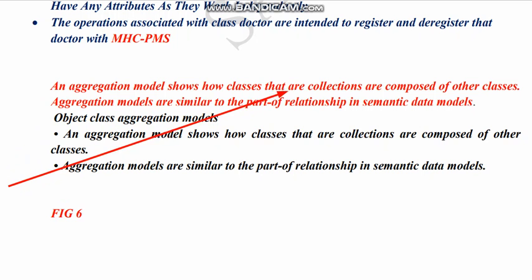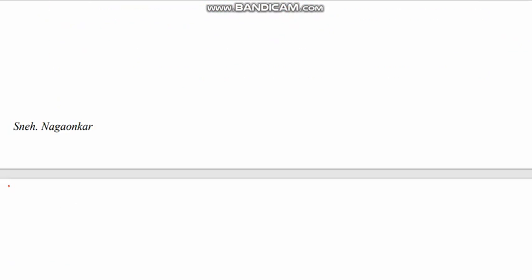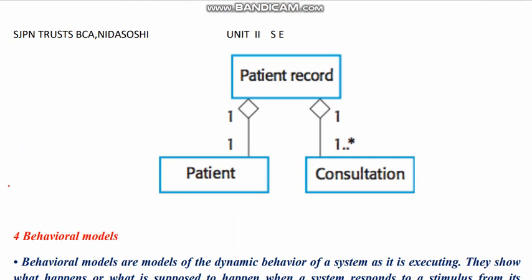or how classes are composed of other classes. It means it will show the relationship of aggregation, right? So how many times the class is going to interact with other class, right? So these are similar to part of relationship models, right? So you know the entity relationship model which comes in the database management system. So here aggregation models are just drawn like that.